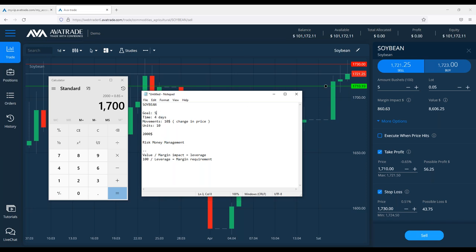So we're going to minimize this to $50 instead of $100. We're going to make the units 5 instead, and we're going to keep the movements. Now, the question here: we're aiming to make $50, right? Do you think 1730 would be a good place for a stop loss? First of all, let's understand what stop loss even means. Who knows what stop loss is? Who knows what pending orders are? We're going to go back to risk money management, guys.